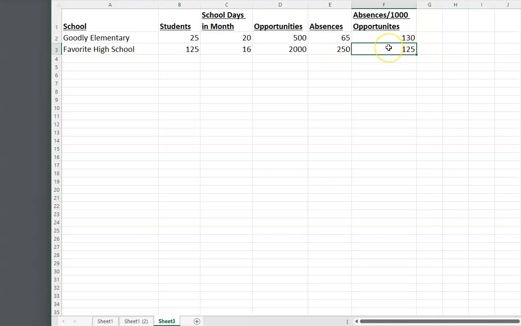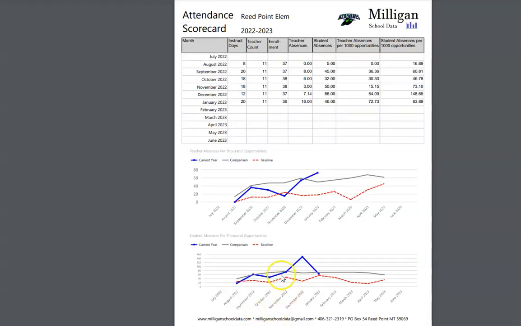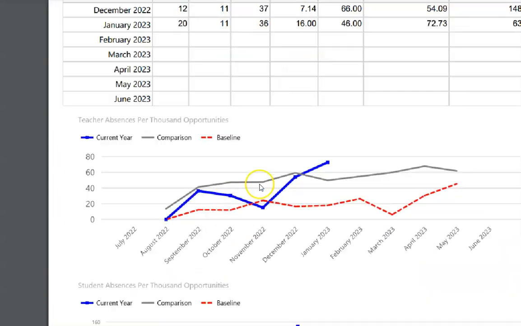And so we can compare, again, schools that are vastly different sizes with different number of days in the month to see this. And so even though this school had obviously a larger number of raw absences, when you normalize that across 1,000 opportunities, they had fewer absences per 1,000 opportunities than the other school. So I'm going to flip back to the scorecard real quick. Zoom in a little bit here.